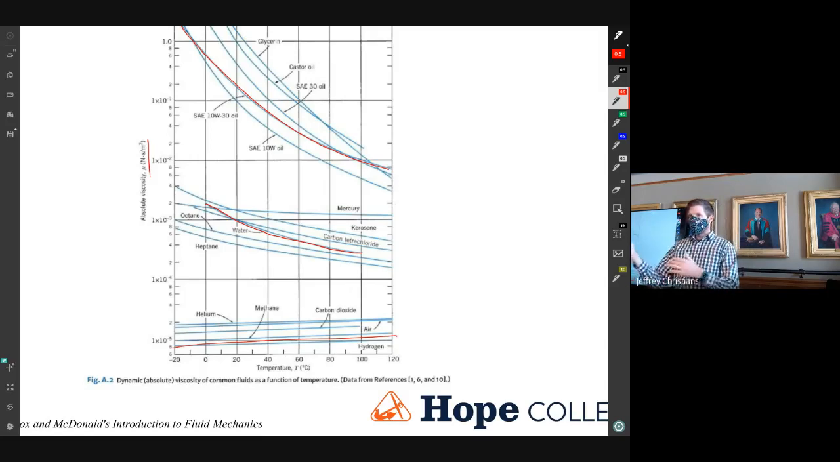So liquids get thinner as you get hotter, sometimes a lot thinner, like 100 times maybe. So you really have to know what temperatures you're dealing with.